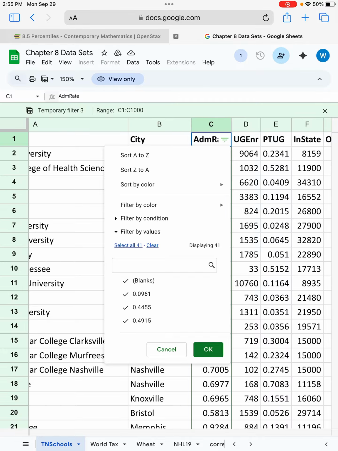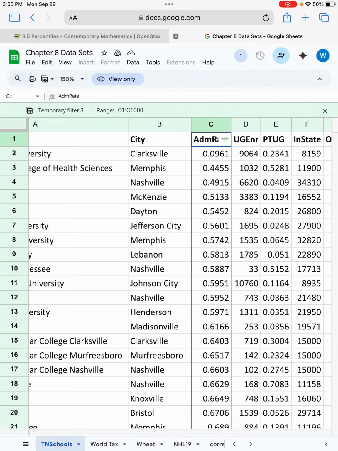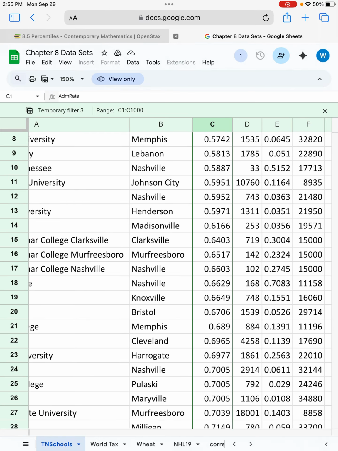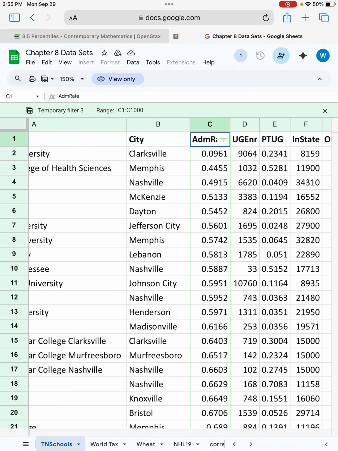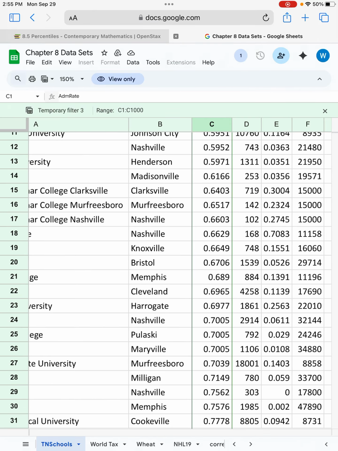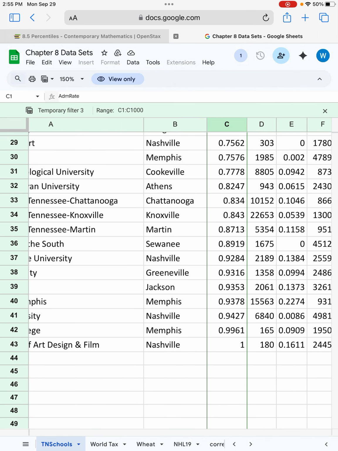If I click that arrow, I can sort it from A to Z, which number-wise would be from low to high, which is great, because remember, I need to have it from low to high. And here's all the different admission rates that are here. I'll go all the way up to 100% admission rate down here at the bottom.